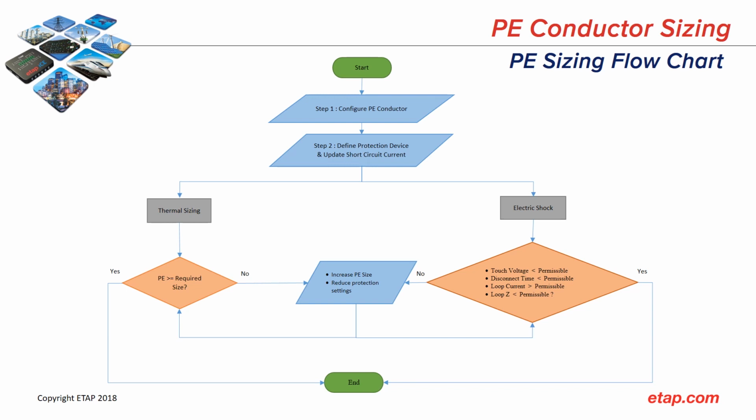Then, ETAP provides the capability to assess the maximum short-circuit thermal energy imposed on PE conductors. At the same time, the minimum loop current, loop impedance, disconnect time, and touch voltage are calculated for electric shock protection. When they fulfill the required size or permissible values, then the PE sizing is completed. Otherwise, change the cable size or protection device settings until all criteria are satisfactorily met.